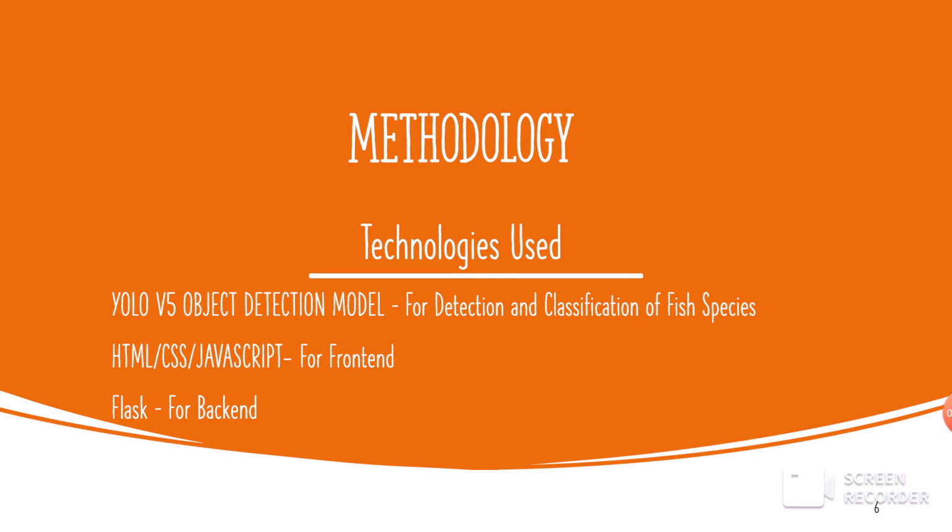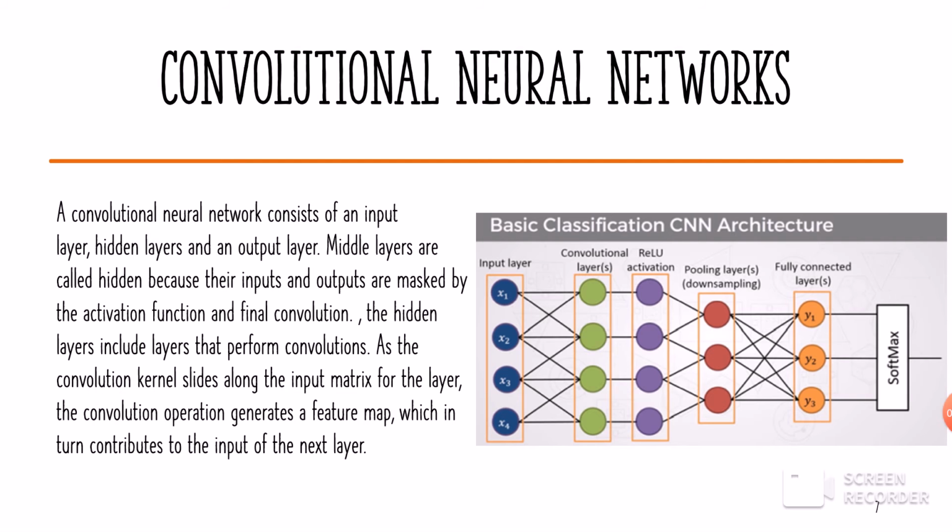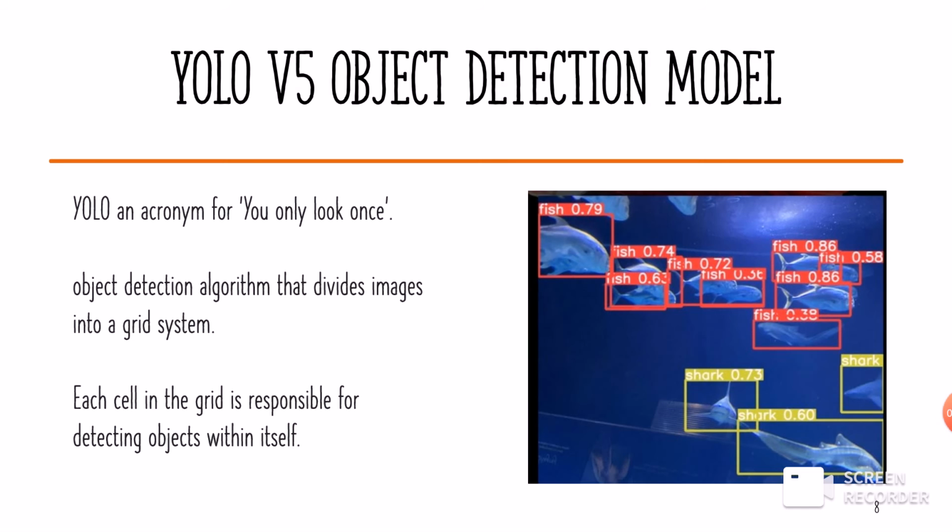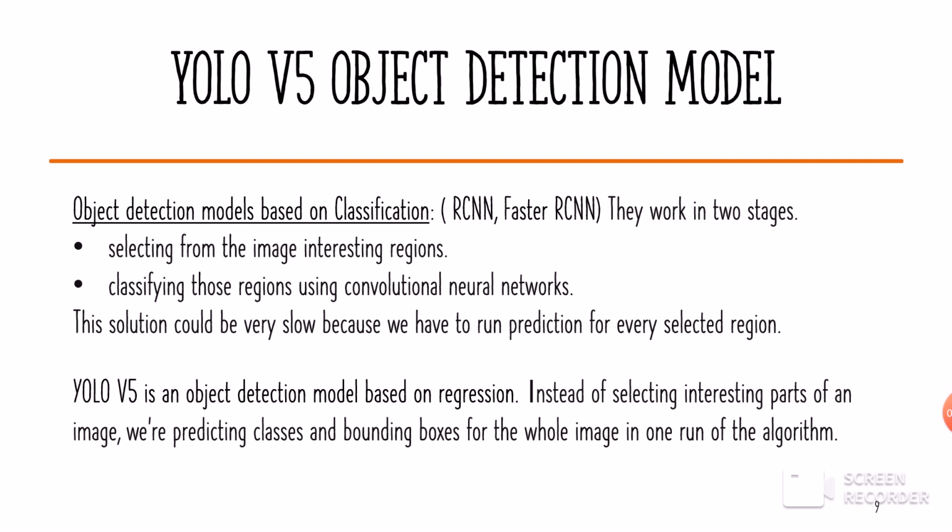The technologies used are the YOLO V5 detection model for detection and classification of fish, HTML, CSS and JavaScript for the front end, and Flask for the backend. We made a CNN model which has three layers: input, hidden, and output layers. YOLO stands for You Only Look Once, and it divides the image into a grid system, and each cell in the grid is responsible for detecting objects within itself. It is faster than RCNN.